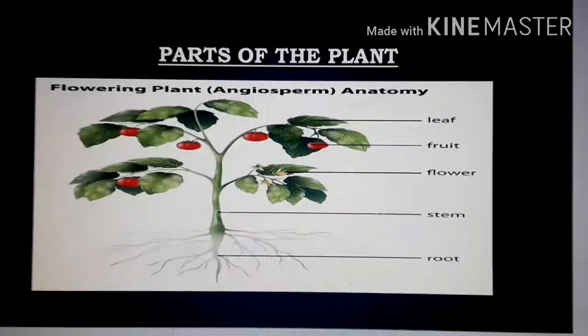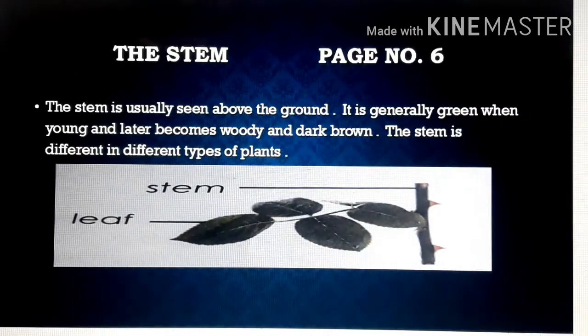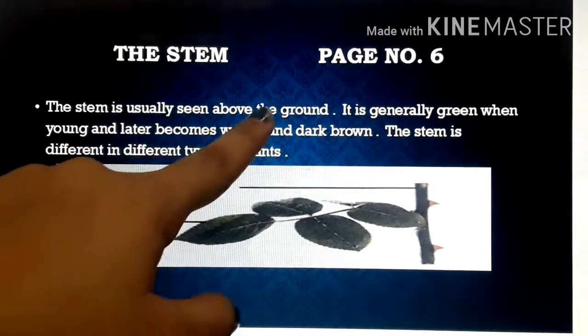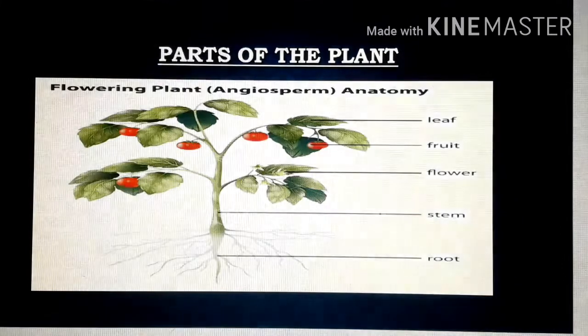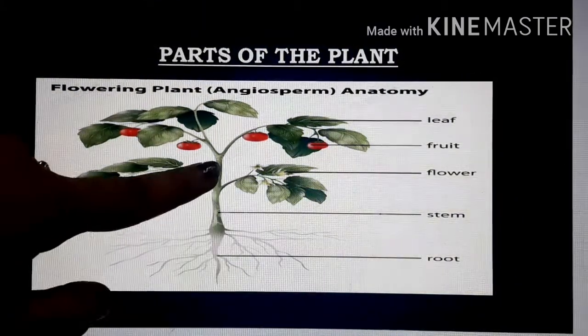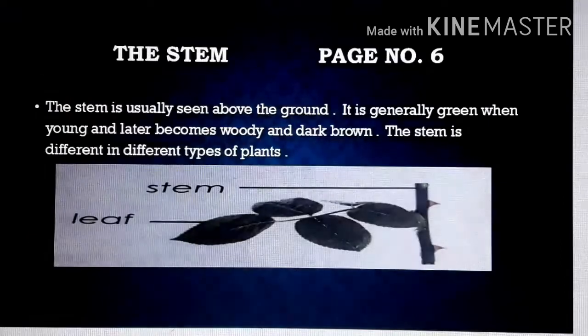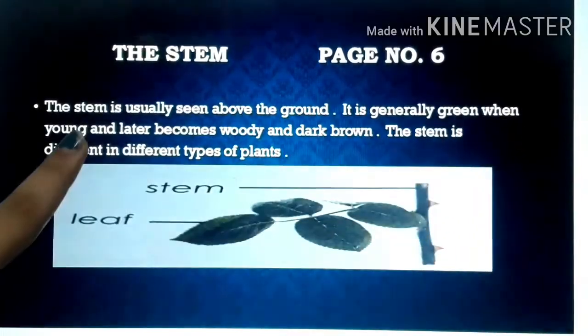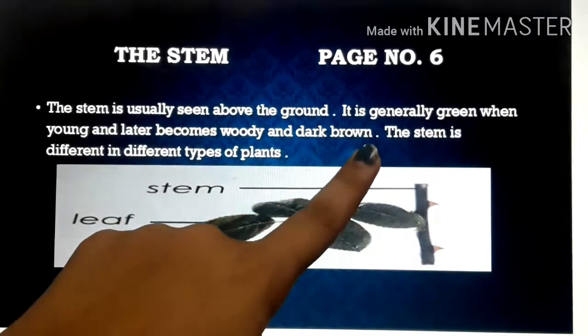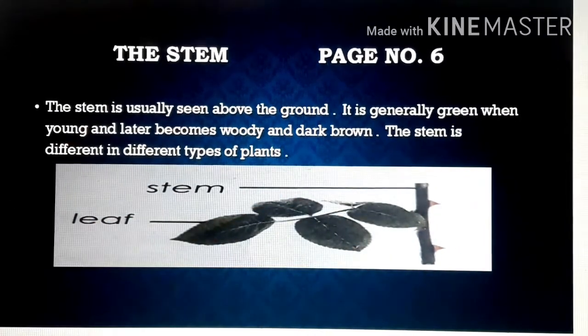Now let's move to today's topic children. The first topic is the stem. So today we are going to study about the different types of stem. The stem is usually seen above the ground. Now children, below the ground what we see? Roots. Stem is seen above the ground. Clear? It is generally green when young and later becomes woody and dark brown. The stem is different in different types of plants. Now children, some of the stems, when they are young, are green color, and later become woody and dark brown colors. But it differs from plant to plant. Okay.